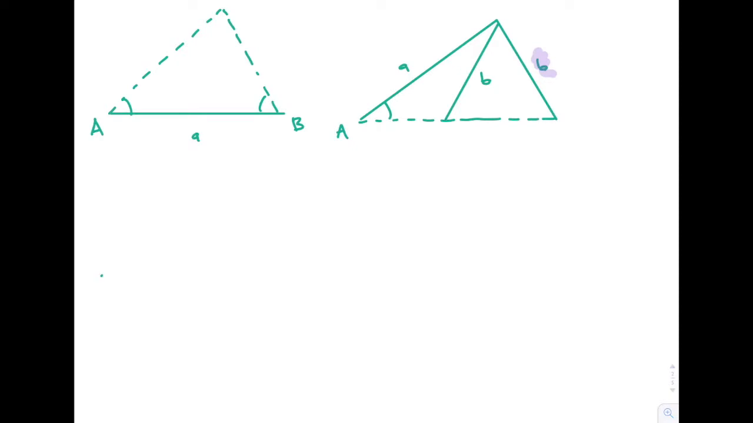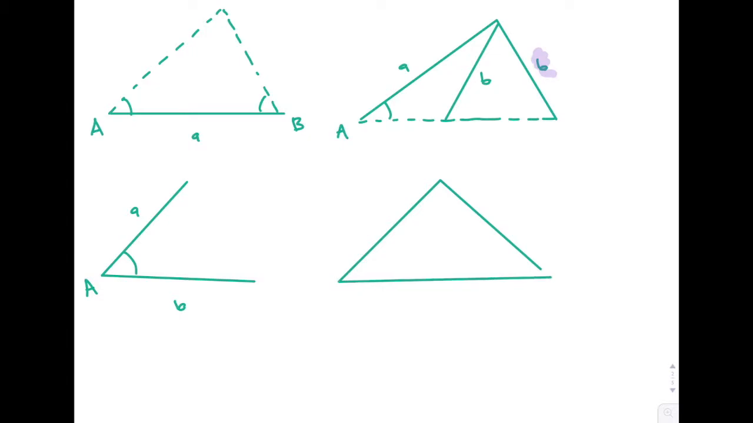Another case, we could be given two sides and an included angle. Like this, we can have A and B and A. And sometimes we may be given all three sides in a triangle. Now, some of these are more difficult to solve than others.